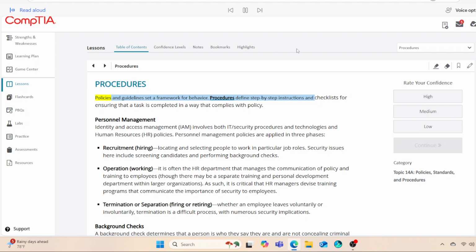Procedures. Policies and guidelines set a framework for behavior. Procedures define step-by-step instructions and checklists for ensuring that a task is completed in a way that complies with policy.